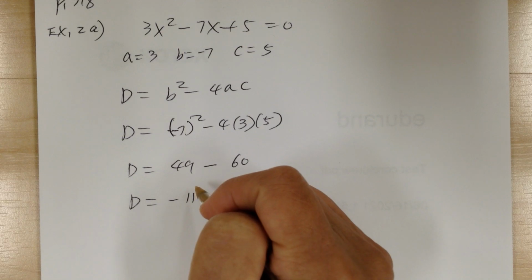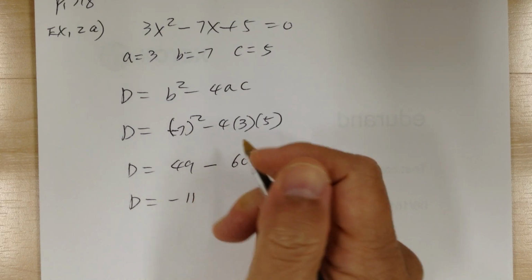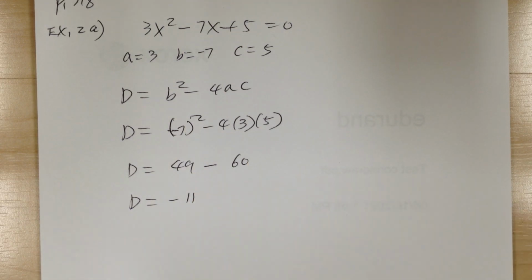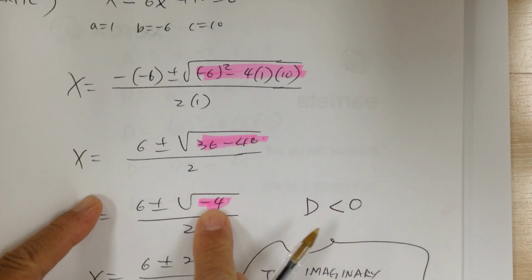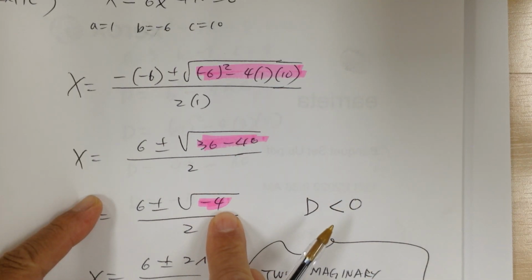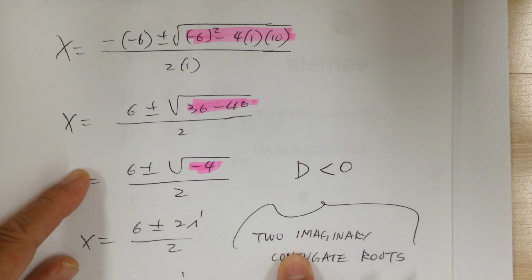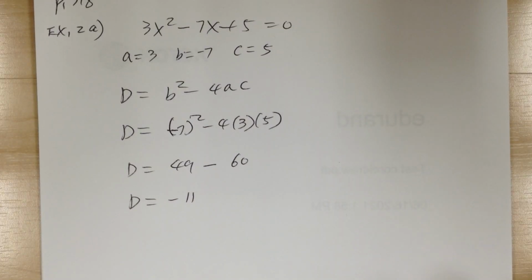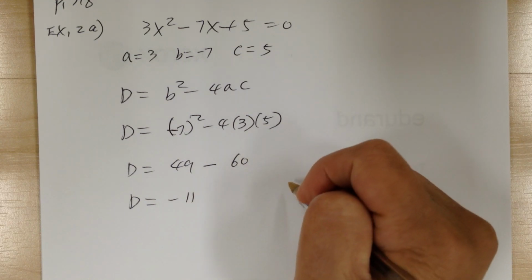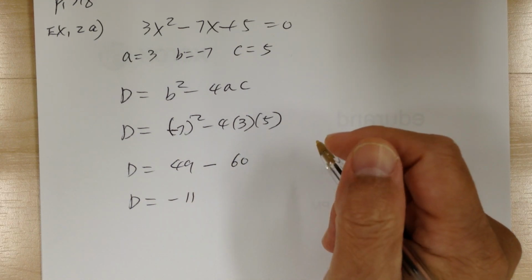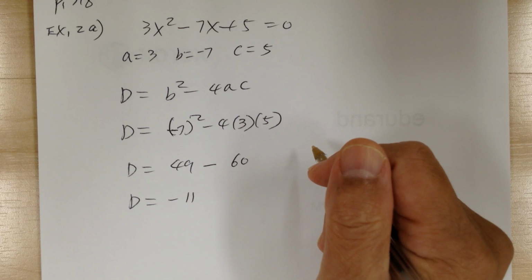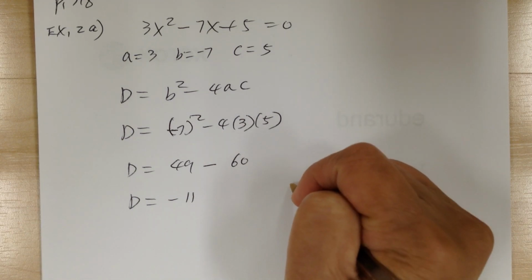So d is equal to -11. Because d is negative, we have the situation where d is negative, so you're going to end up with a negative inside the square root. So you're going to get two imaginary roots. In this book, you don't need to say how many, the answer just asks for the nature, so this would be imaginary roots.